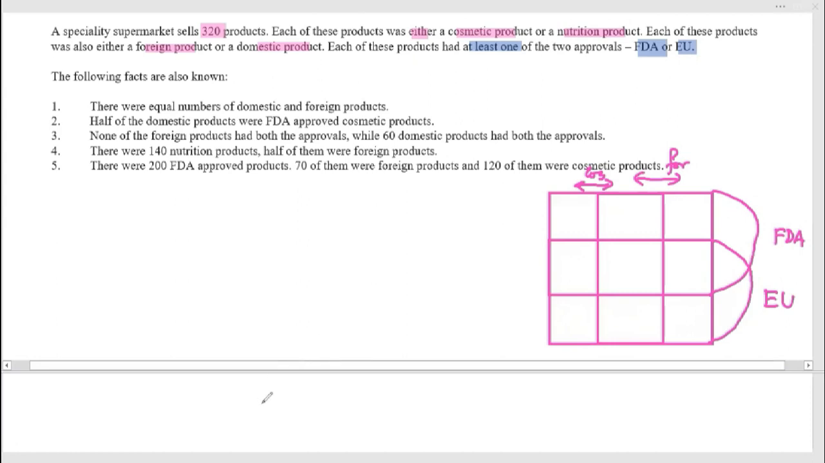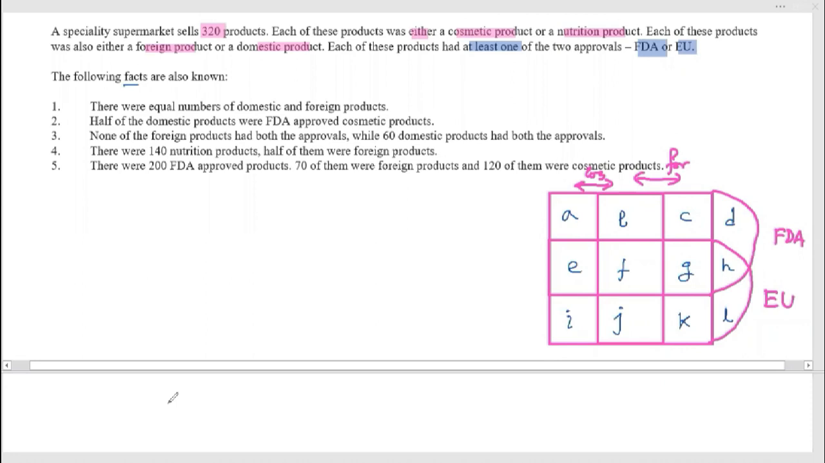Let me first do one thing. Let me write it down. I will assign every individual cell, the subcells, an alphabet. Let me consider that this is A, B, C, D, E, F, G, H, I, J, K, L. These are the variables I have assigned for them. And after that, we will consider the entire set of facts now.